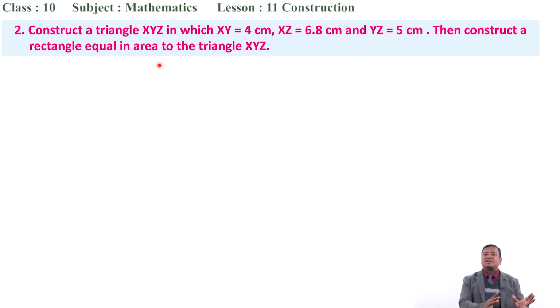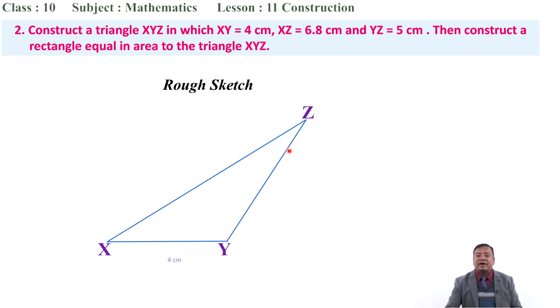as in the same process as the first one, first of all we have to construct a triangle, and after that we have to make the line parallel to the base through the point at the top of the triangle like this. First of all we have to make a rough sketch, right? In the rough sketch here is a triangle XYZ, in which XZ is 6.8 centimeter, YZ is 5 centimeter, and XY is 4 centimeter, right?